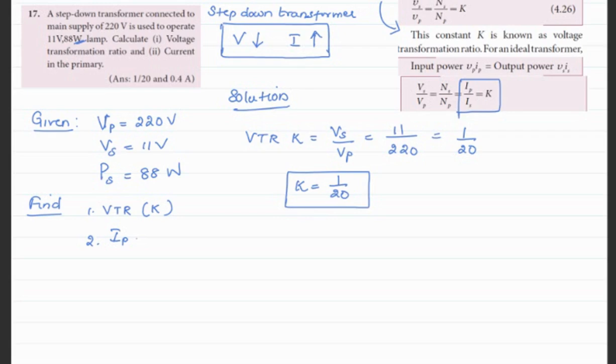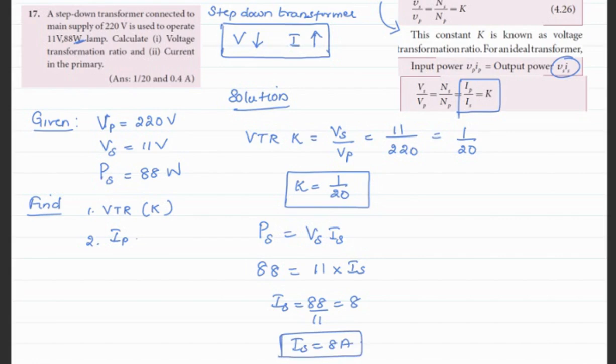From that we can find IP, but for that we first need to know IS. For that we use power: PS is equal to, what is the formula for power? V into I. So VS into IS. So secondary power is 88 watt, equal to secondary voltage 11 into IS. So from this IS is equal to 88 by 11, which is 8 amp. So secondary current is 8 amp.